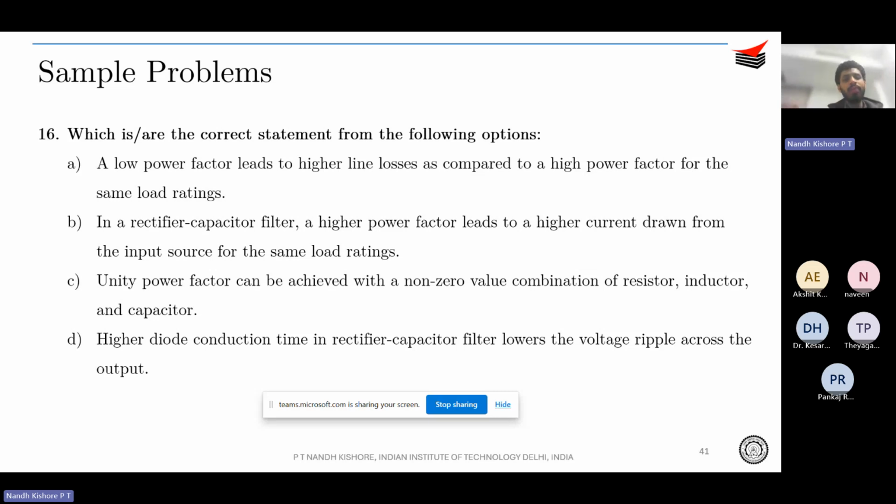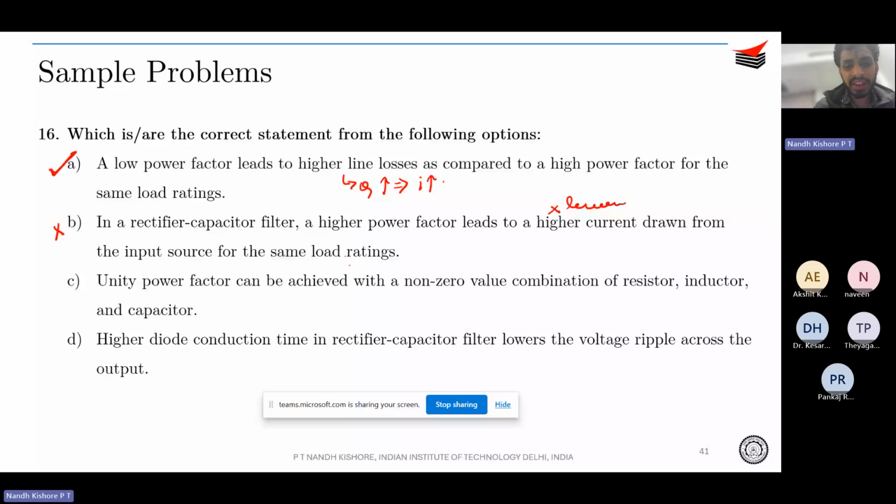So, which of the following are true? Low power factor leads to higher line losses as compared to high power factor. True. If you have lower power factor, it means the reactive power Q is higher, therefore your current will be higher. In a rectifier capacitor filter, a higher power factor leads to higher current drawn. No. Higher power factor means lesser current drawn. So lesser current will be drawn.